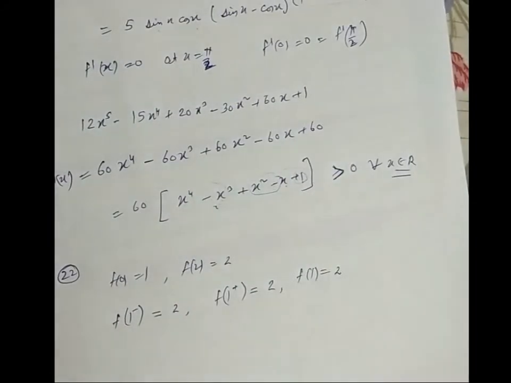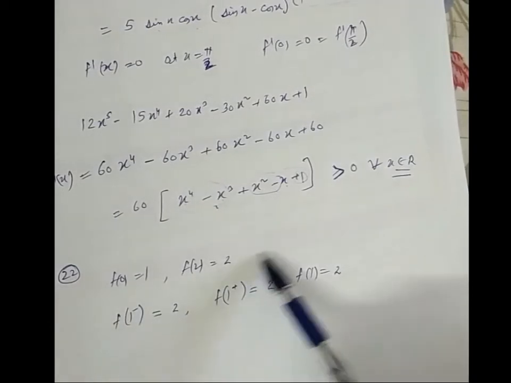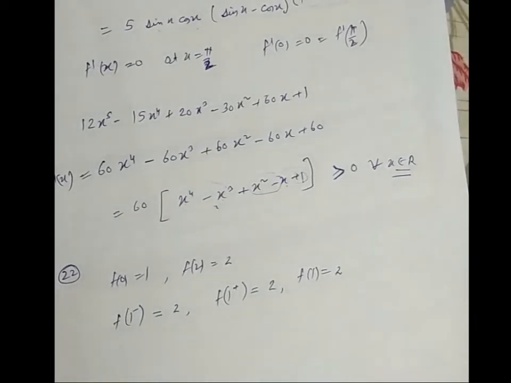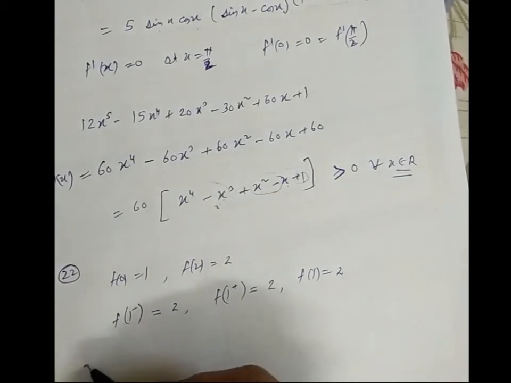So I mixed up 23rd and 22. I read 23rd in the middle of 22. So if f of 1 negative is 2, f of 1 plus is 2, and f of 1 is equal to 2. So statement 1 is Rolle's theorem is not applicable to fx in 0 to 2. And statement 2 is f0 is not equal to f of 2. We can see f0 is 1 and f2 is 2. So second statement is obviously false. Fine. Now moving on to 23.